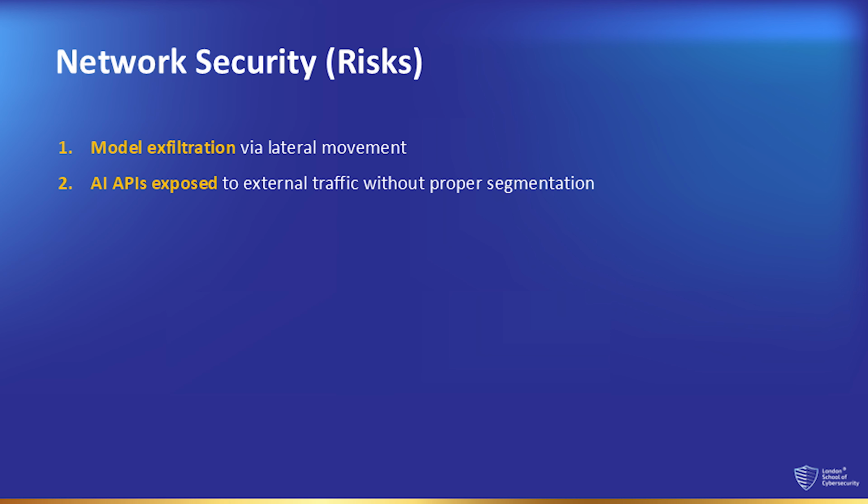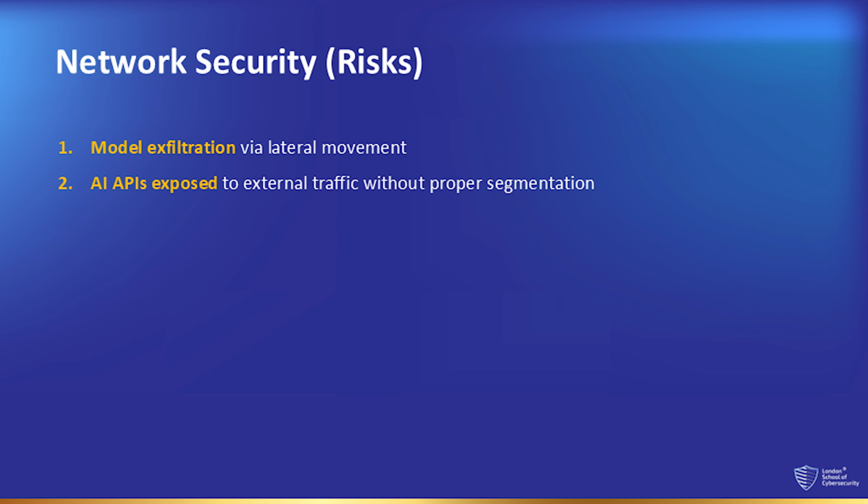So the first one is model exfiltration. And how can it be achieved? Why is it a network security risk? Because maybe something that we can do is you enter in one zone and then you are able to take it out from another part of the network.